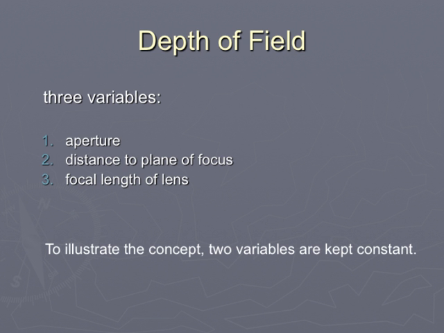And the third one is the focal length of the lens. We haven't really talked too much about focal length of lens, but basically understand that the wider angle the lens, the greater the depth of field you're going to have in your photographs. The more telephoto your lens is, the less depth of field you're going to have at the same aperture when you're taking your photographs.